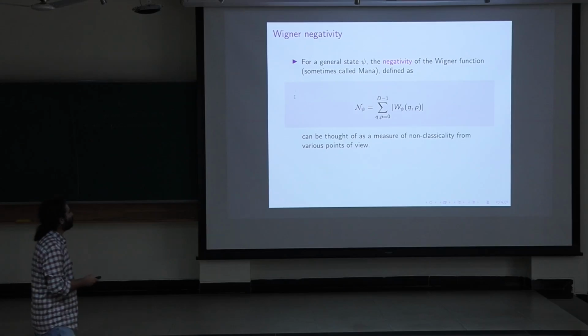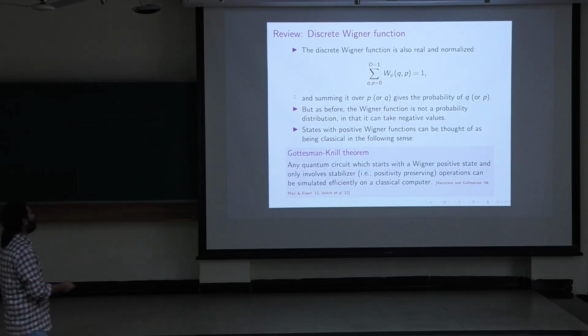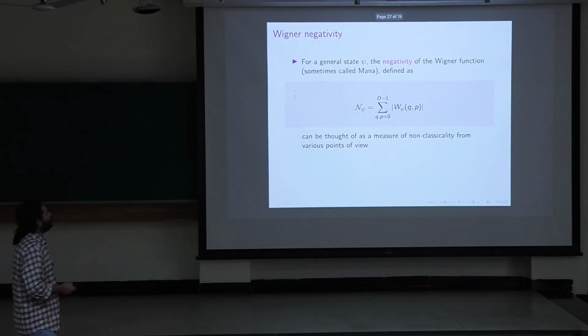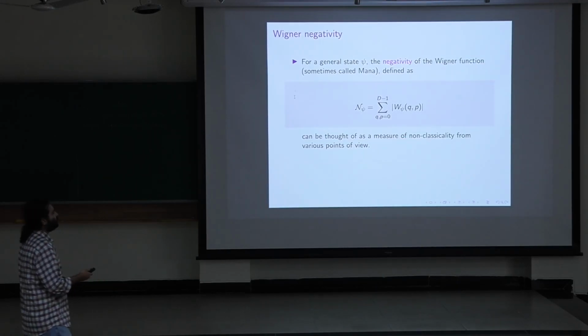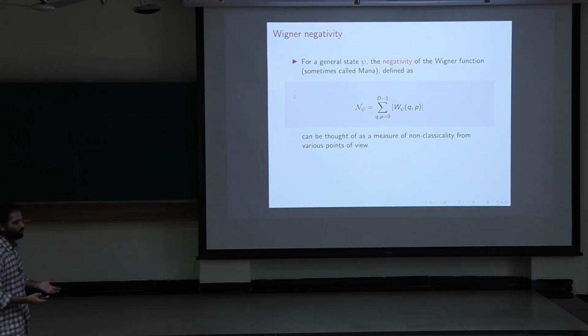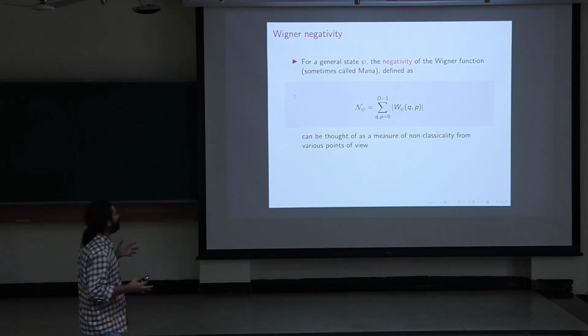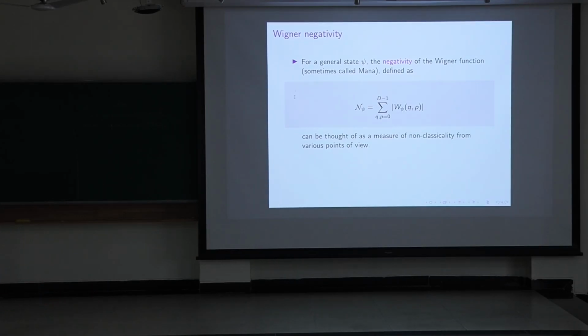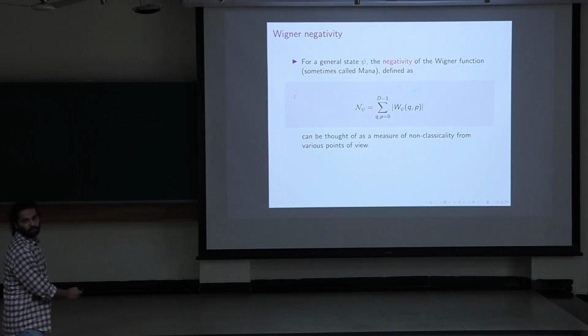All right. So that is some statement about in what sense Wigner positive states are classical. But for a more general state, the Wigner function, as I said, need not be everywhere non-negative. It will have some amount of negativity. So one can try and quantify how negative the Wigner function of a state is. And here is one measure that I'm going to use through the rest of this talk. I'm going to call this thing the Wigner negativity. It's sometimes called mana in the literature. The definition is that you just take the absolute value of the Wigner function and sum it over phase space.